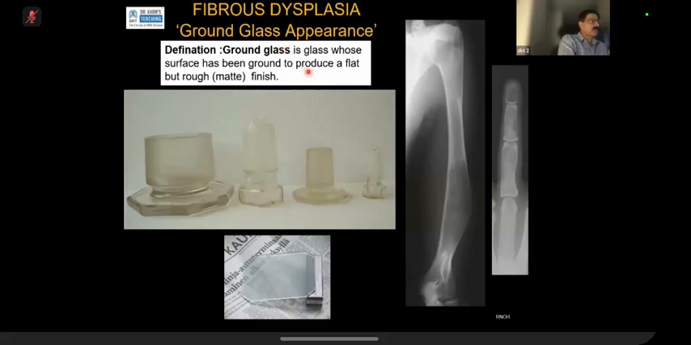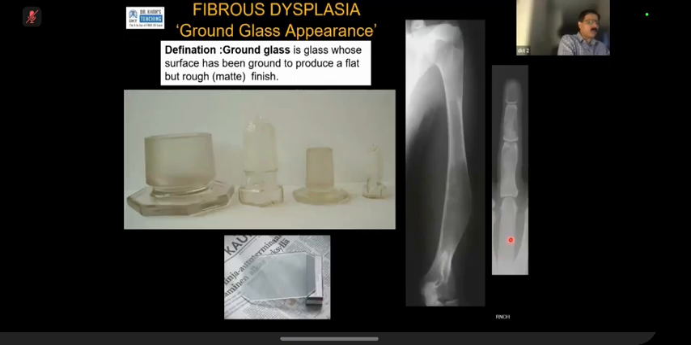Ground glass is glass whose surface has been ground to produce a matte but rough finish. So this is classical ground glass. This is a beautiful case. Look at this case. This is polyostotic fibrous dysplasia. Look at the medullary cavity. Do you see the medullary cavity? The medullary cavity is gone. It's all obliterated, right?